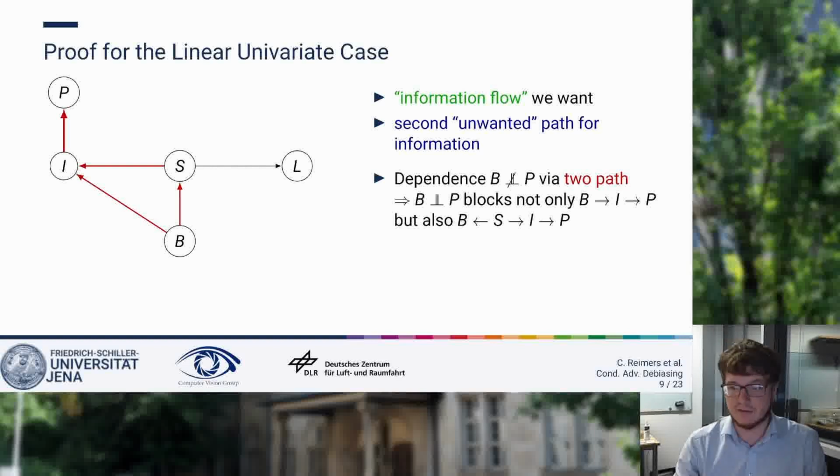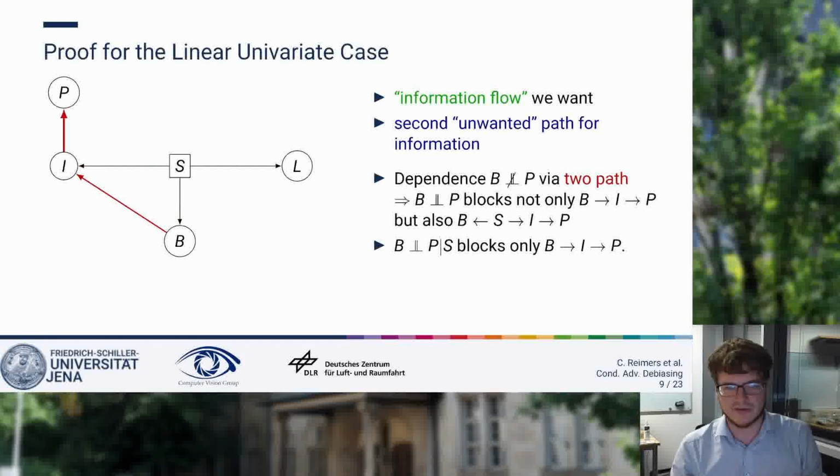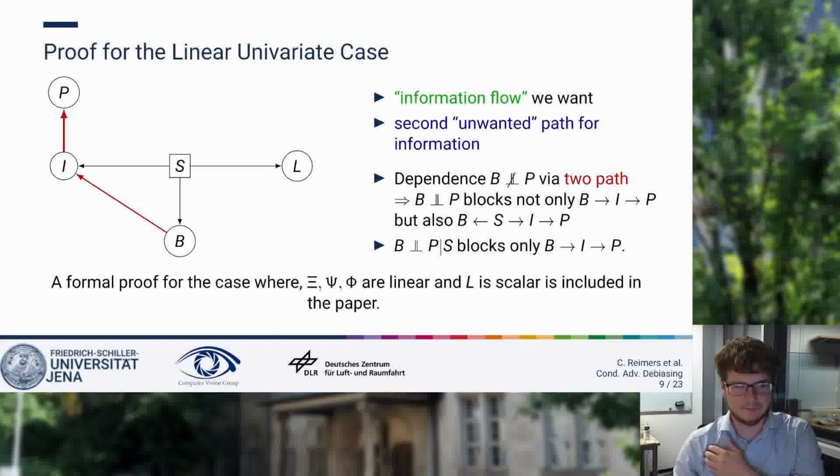On the other hand, if we condition on the signal S, we block this path, and hence the only path we punish the classifier for using is the direct path from the bias variable to the image to the prediction, which we actually want to punish the classifier for using. A formal proof for the case where all these arrows are linear functions and the label is a scalar variable is included in the paper.